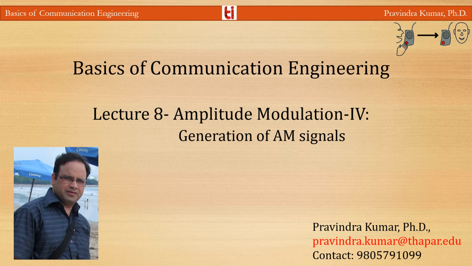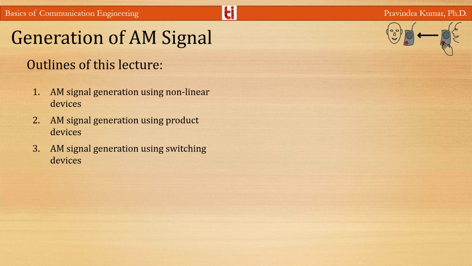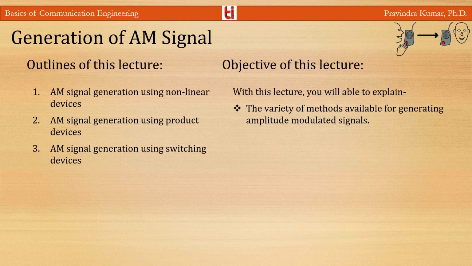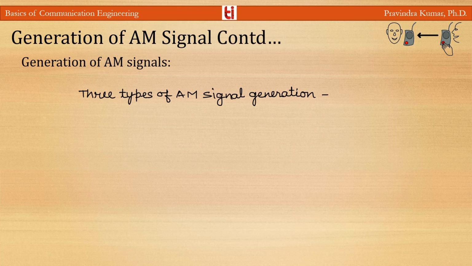In this lecture, we will discuss generation of AM signal. The outline of this lecture is AM signal generation using non-linear devices, AM signal generation using product devices, and AM signal generation using switching devices. The objective of this lecture is that you will be able to explain the variety of methods available for generating amplitude modulated signals. Now we will discuss the devices and the methods used for the generation of a standard AM wave.